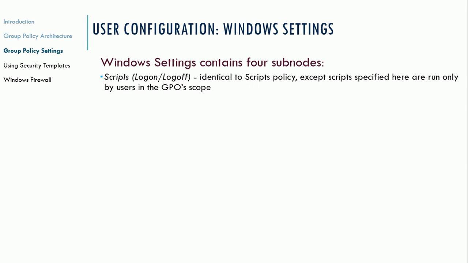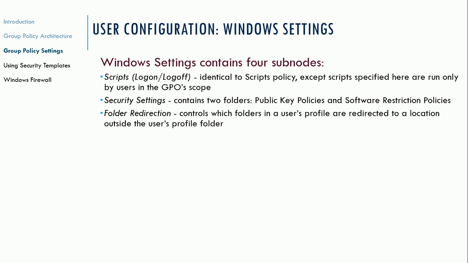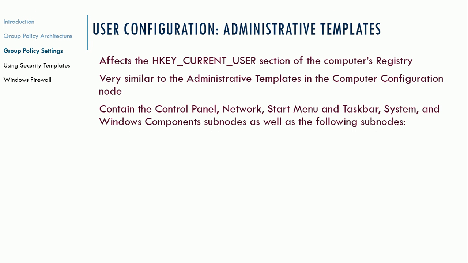And finally, Windows settings, which has 4 subnodes. You have scripts for log on and log off, security settings for Windows, folder redirection, which allows you to redirect folders for a user's profile. In other words, when users log on, you can redirect their home directory, for example, to a file server somewhere. That way, none of their files are being stored on their own computer. They're being stored in a central location. And then policy-based quality of service, which again is for network bandwidth, defining how the network is utilized by a Windows client.